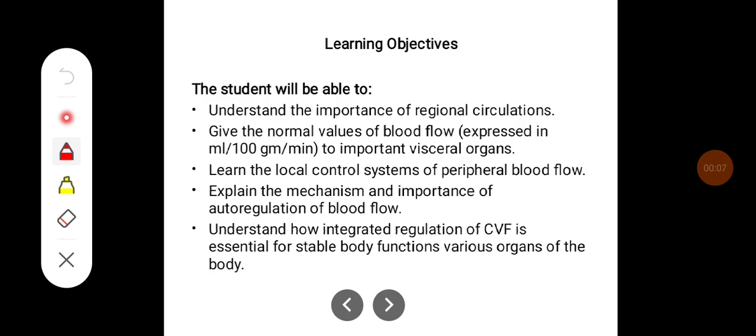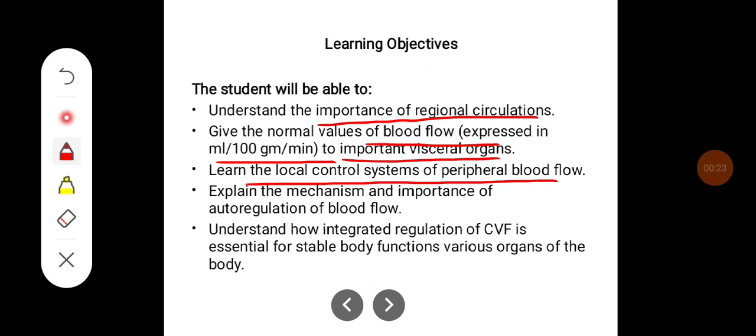The learning objectives are to understand the importance of regional circulations, give the normal values of blood flow, which are expressed in terms of ml per 100 gram per minute, to important visceral organs, learn the local control system of peripheral blood flow, explain the mechanism and importance of autoregulation of blood flow, and understand how integrated regulation of the cardiovascular system is essential for stable body functions.